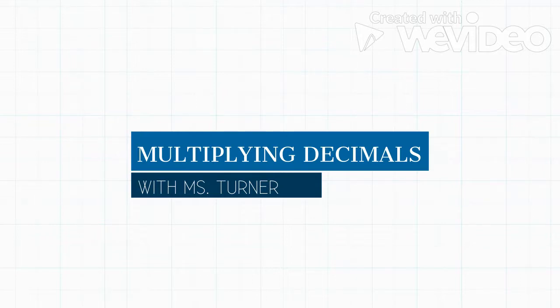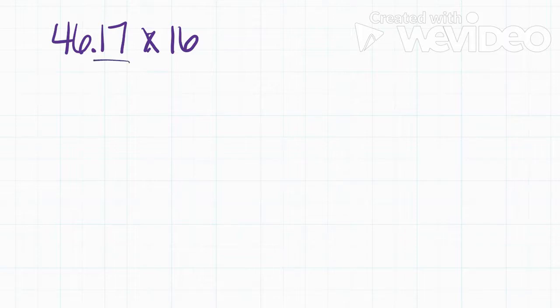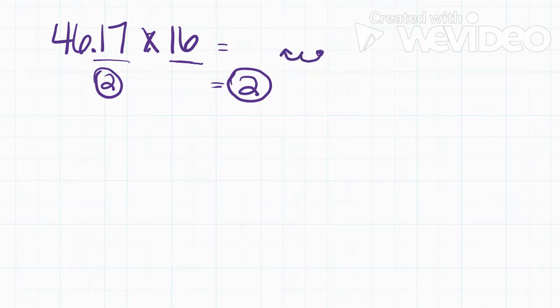What do I mean by that? Okay, so my first problem I'm going to look at is 46.17 times 16. In my first factor, I have a total of 2 digits behind my decimal. In my second factor, I don't have any, so my total number is going to be 2. So whenever I get my product, whatever it is, I'm going to move the decimal 1, 2 times to the left. Okay?